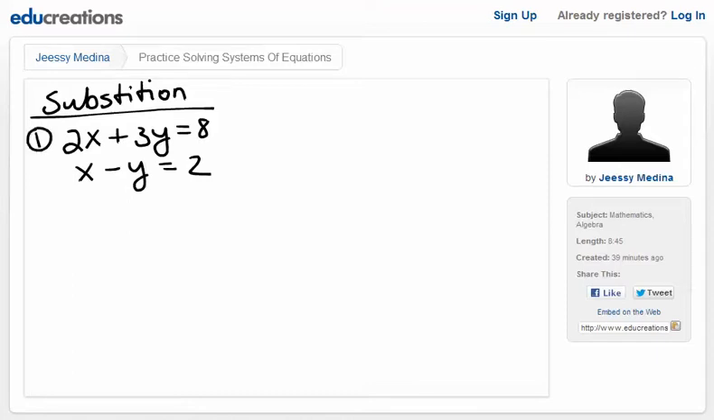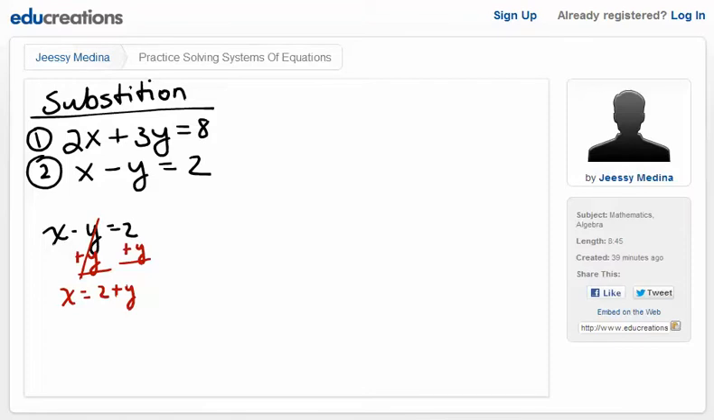What you do is you take one of the equations. It doesn't matter which one you take, and you solve for a variable. So let's say we take the second one, which seems a lot easier. It doesn't have any coefficients on it. So you take x minus y equals 2, and we're going to solve for x, because that's a lot easier. All you have to do is add the y, and we have that x is equal to 2 plus y.